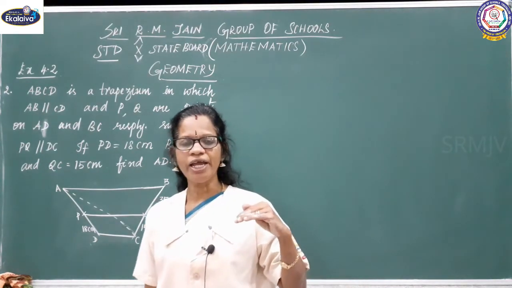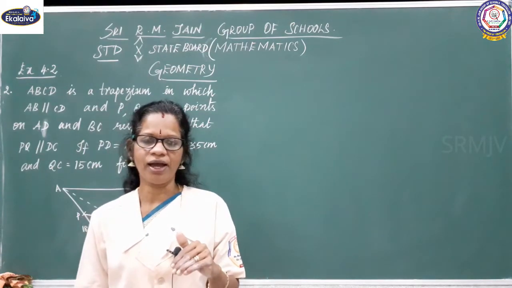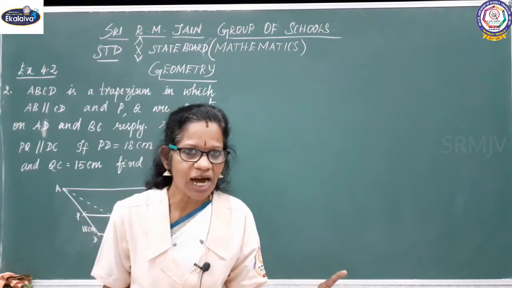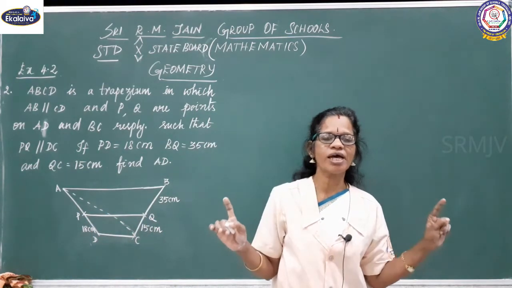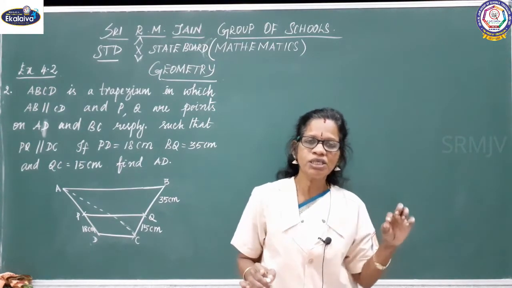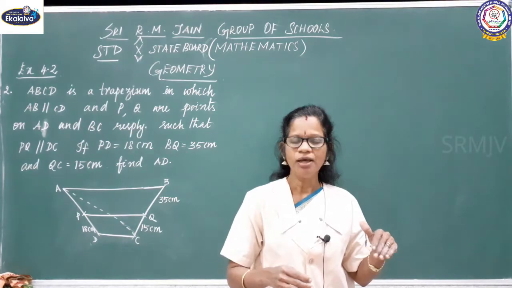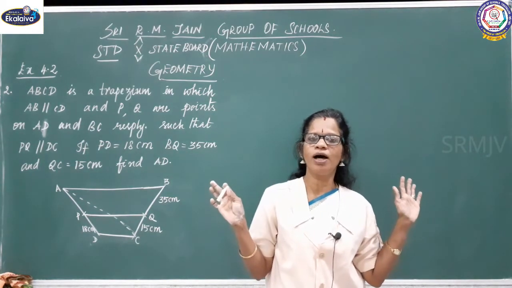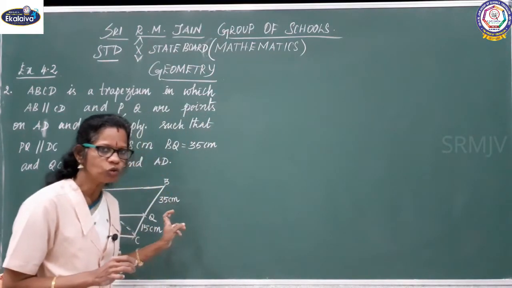A straight line drawn parallel to one side of a triangle intersects the other two sides at distinct points. The other two sides are divided in the same ratio. Simple. If a line is parallel to one side, the ratios are equal. That concept we are going to use here.